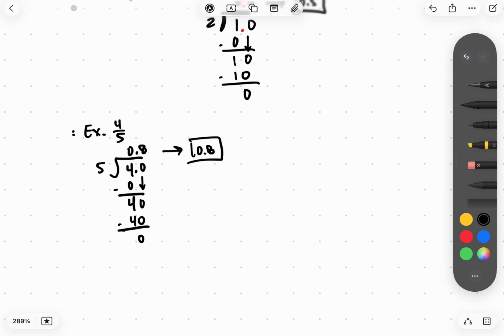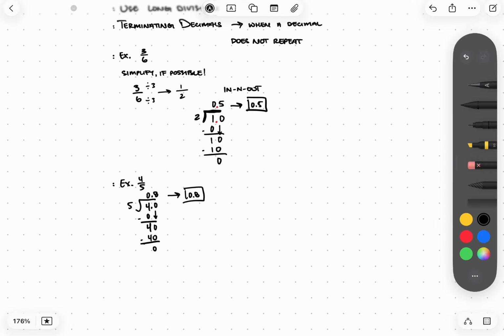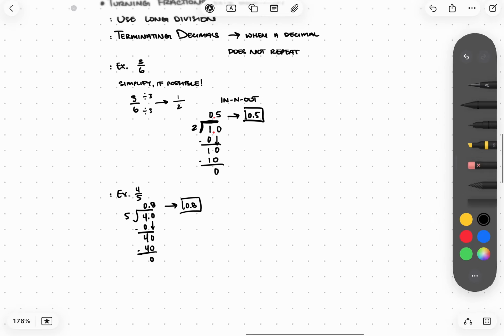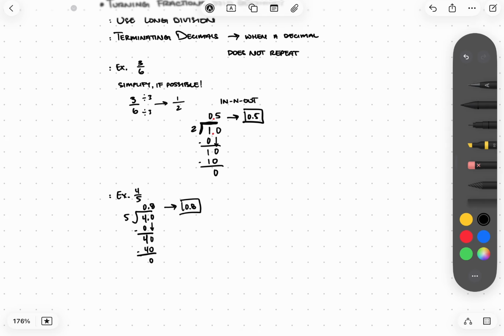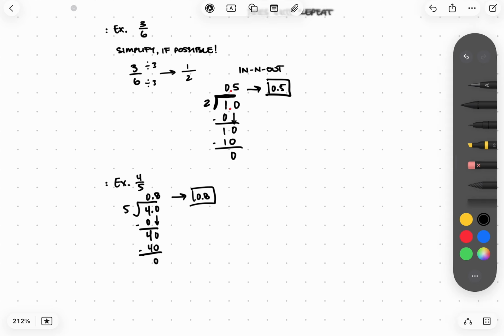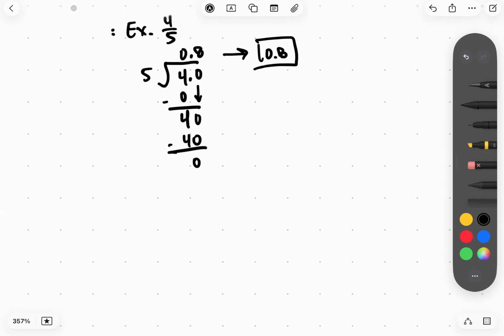Now, because they're terminating, that means that these numbers can end. But sometimes I don't get terminating, right? So these terminating ones are nice. You kind of finish up the question and you're pretty much done. But what's the opposite of a terminating decimal? It is going to be what we call a repeating decimal.